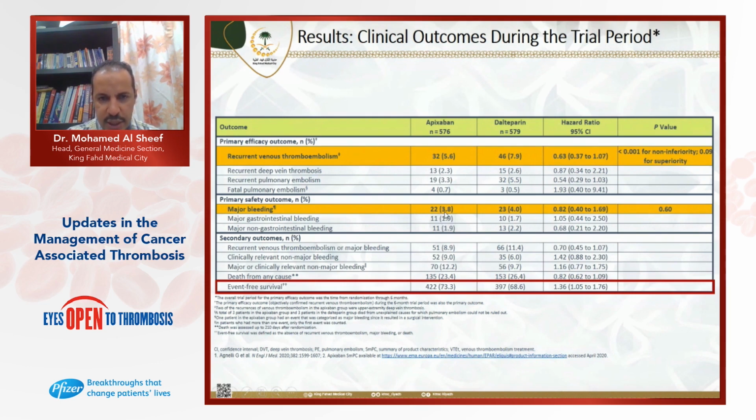And also the major bleeding, you can see the percentage 3.8 in apixaban and about 4 in dalteparin, and there was about an 18% reduction of major bleeding. So there was no significant increase in the major bleeding in apixaban compared to dalteparin. And interestingly, we found that event-free survival for apixaban was about 73 compared to 68 in patients on dalteparin. And you can see that it can increase survival by 36% in patients on apixaban compared to dalteparin.